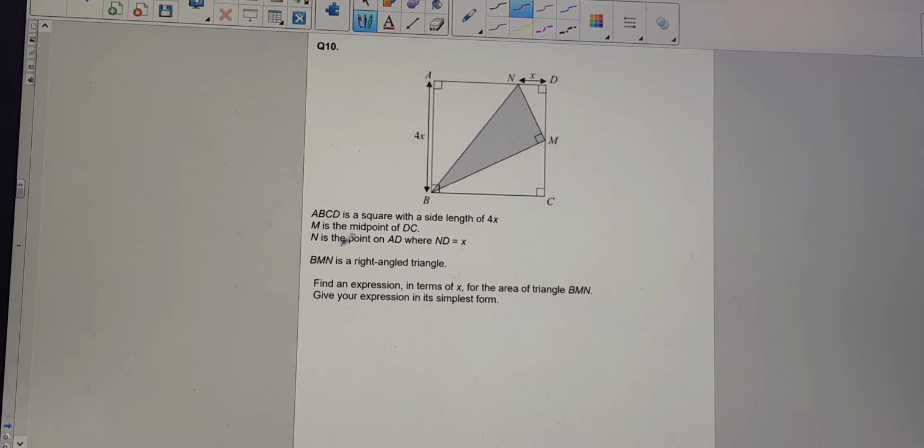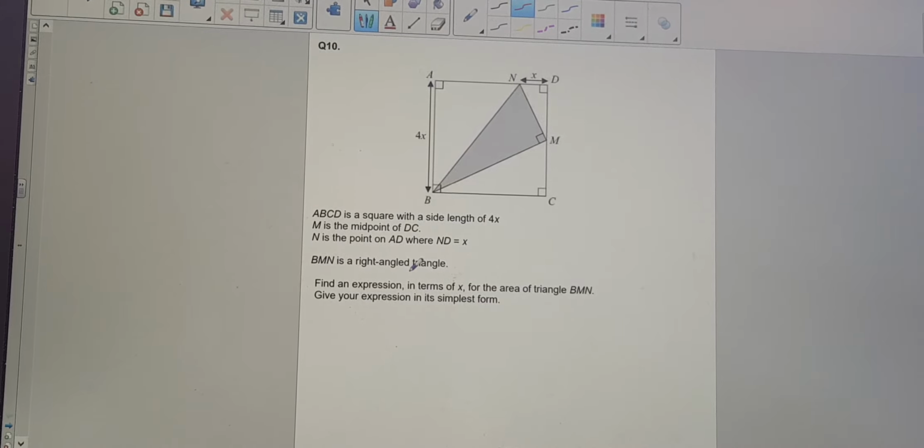Okay. N is the point on AD. Let me just get this straight in my head. So AD, okay, where ND equals x. Okay, so it's just telling me that that length is x.